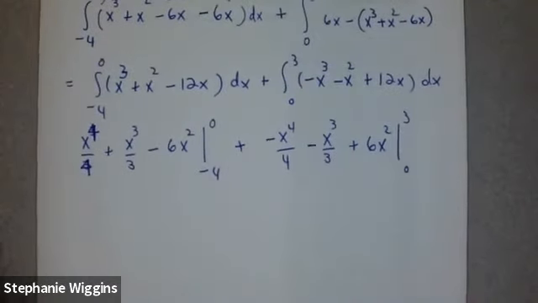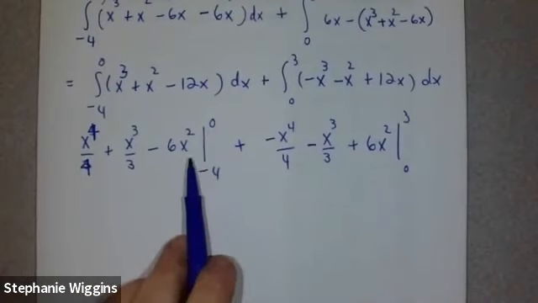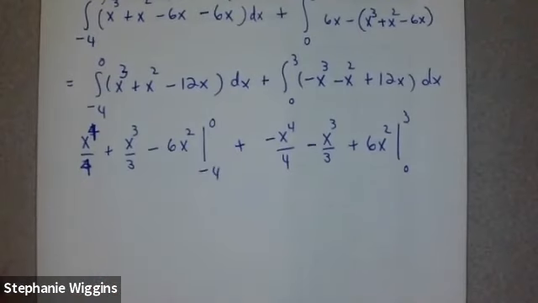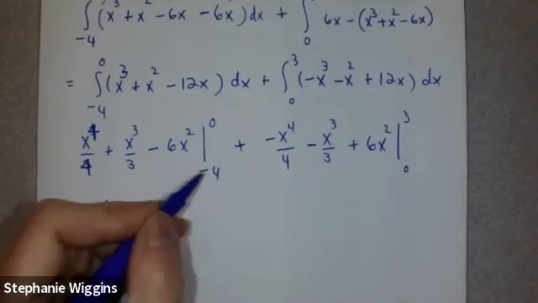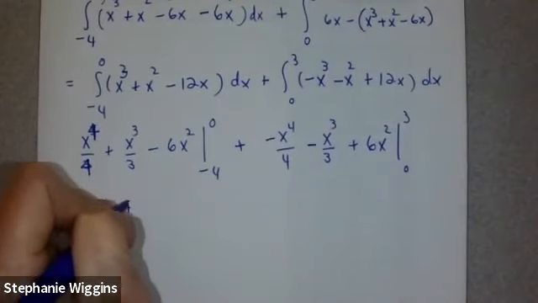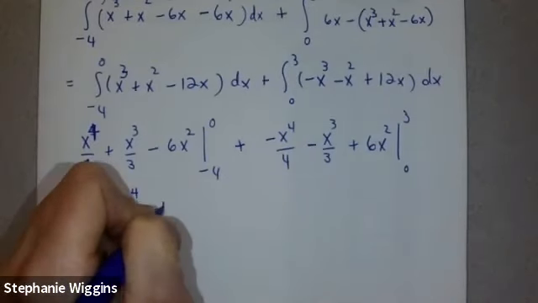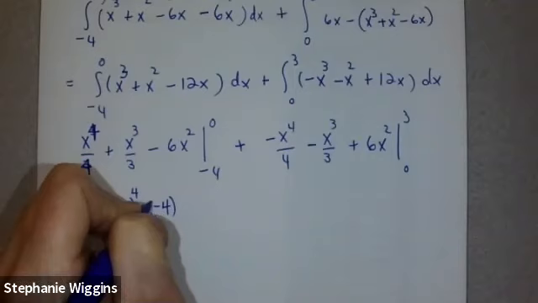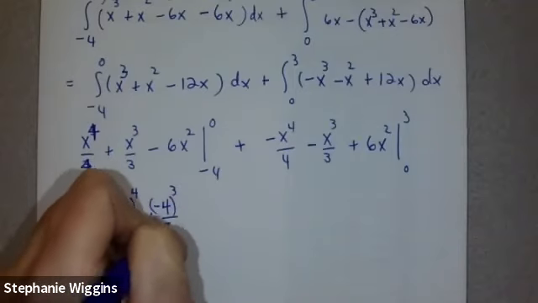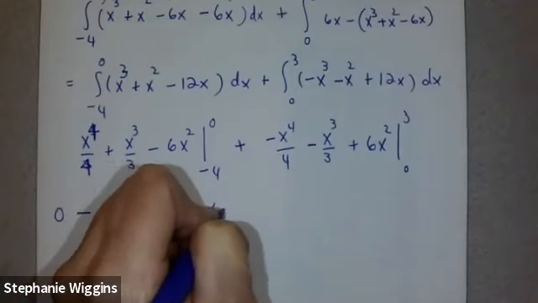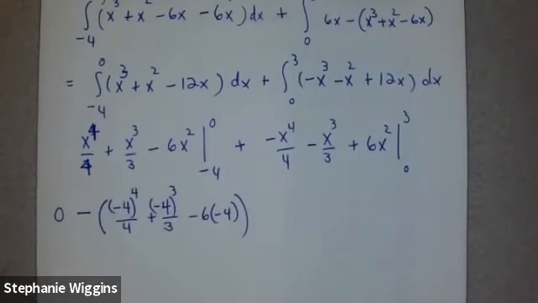And I'm going to do one more step. When you plug in 0 at the top, it's going to be 0. So you get 0 minus whatever you get when you plug in the -4. So that's going to be -4 to the 4th power over 4 plus -4 cubed over 3 minus 6 times -4.